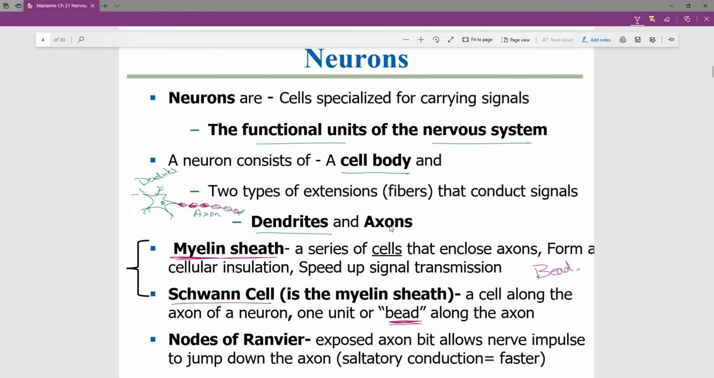And so what happens is that the nerve transmission is allowed to pass faster because it only bounces through those exposed bits. Those exposed bits are called the nodes of Ranvier.